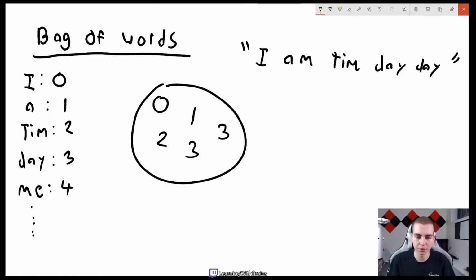Now, I won't go much further into this. This is not the exact way bag of words works, but I just wanted to show you an idea here, which is we just encode every single unique word by an integer, and then we don't even really care about where these words are.